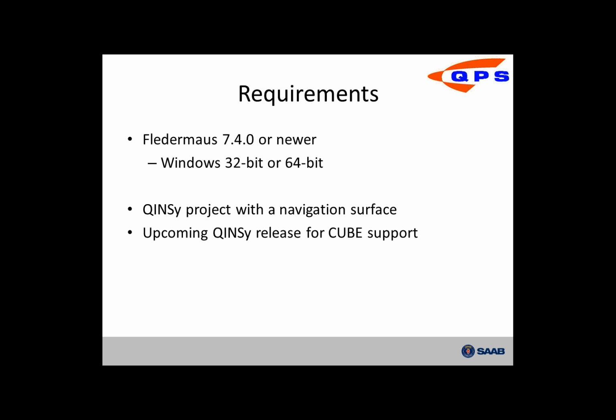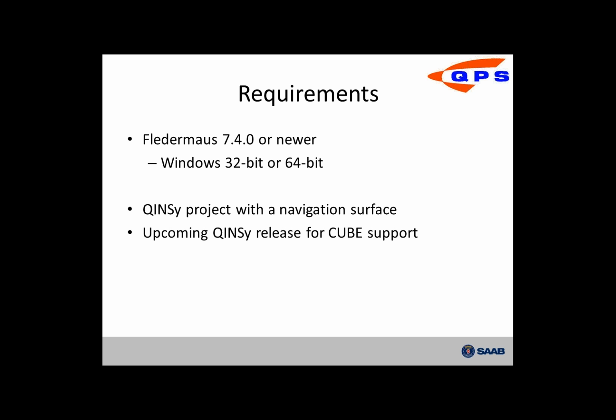So what are the requirements for using this new workflow? Well, you need the latest version of Fledermaus 7, so that's 7.4.0. Actually, 7.4.A was just released, and you can use that on Windows 32-bit or 64-bit. The Linux and Mac versions of Fledermaus currently do not support the direct loading of the Quincy project, but that's okay. Most people will be using it on Windows anyway. Also, you need a Quincy project with a navigation surface. You create that in the Processing Manager, and I'll show you a quick example of that.